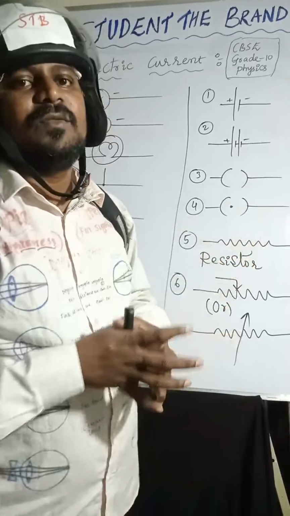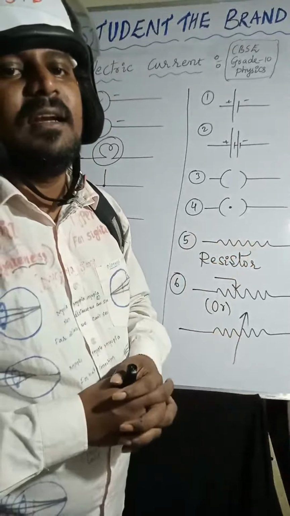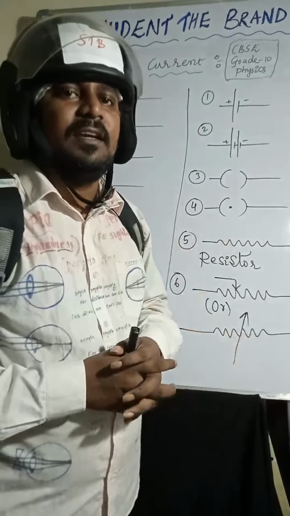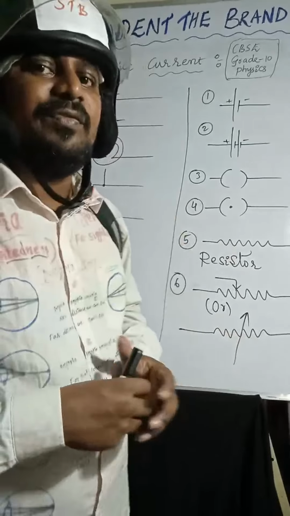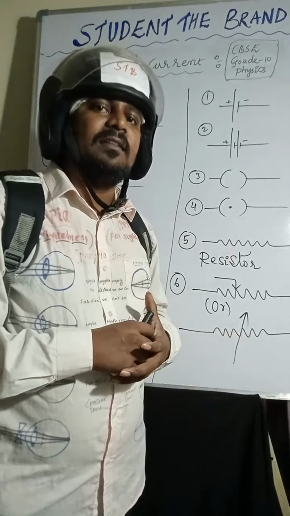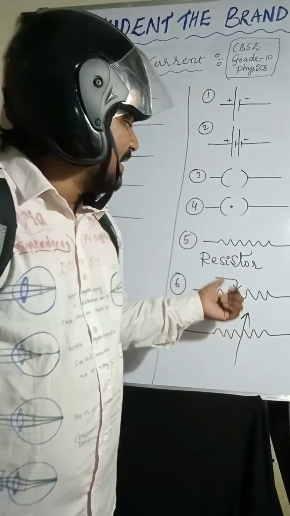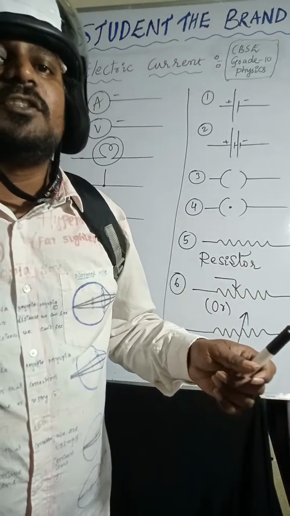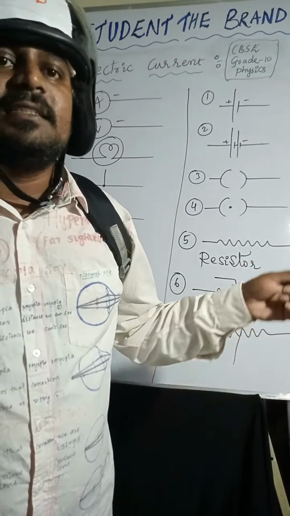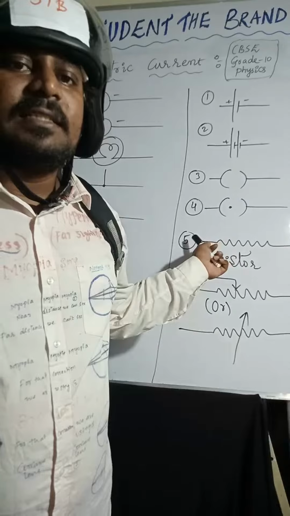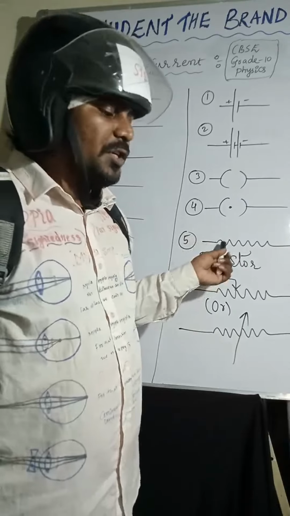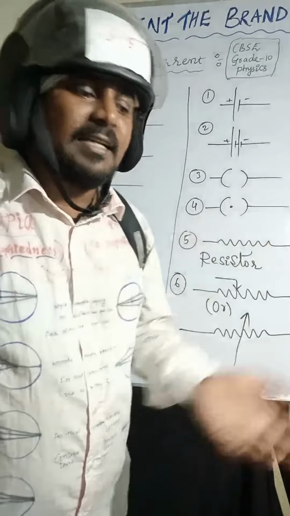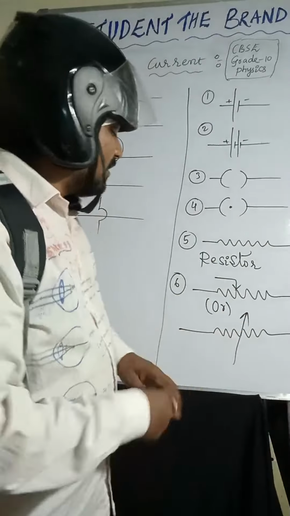Resistor is a device which is used to oppose the electric current in the circuit. Resistance is the phenomenon of opposing the electric current in the circuit. Once again, listen carefully: resistor is a device which is used to oppose electric current in the circuit.